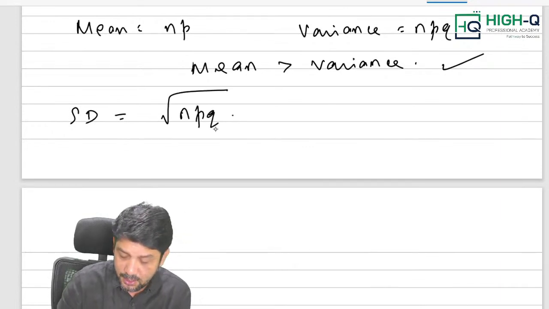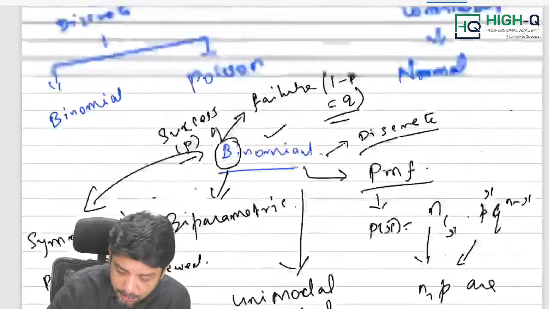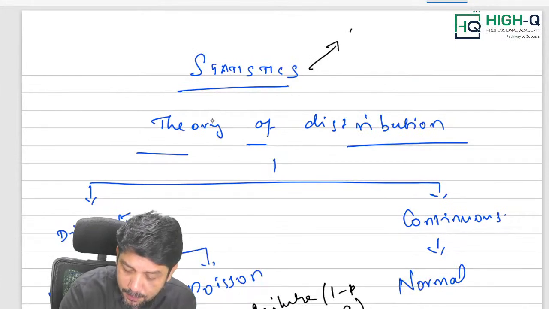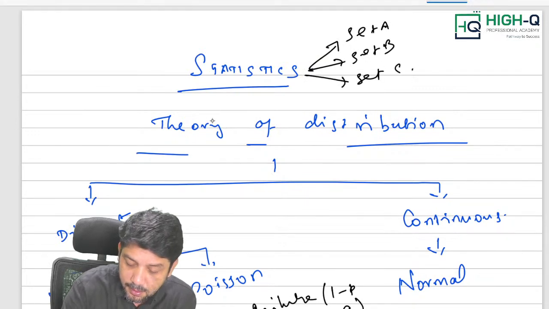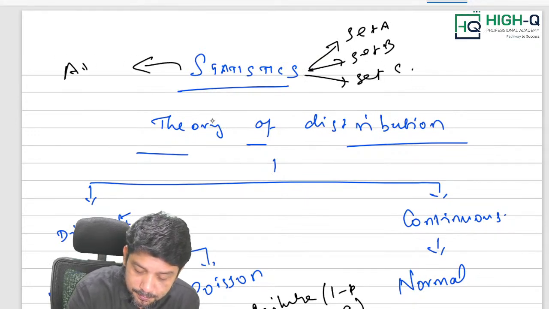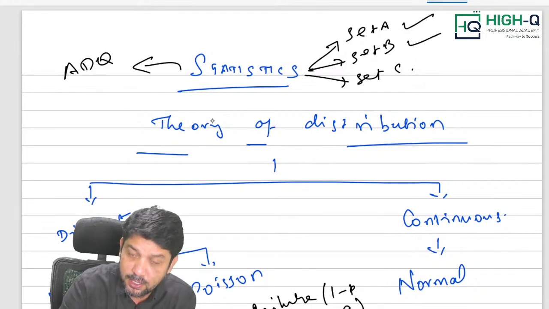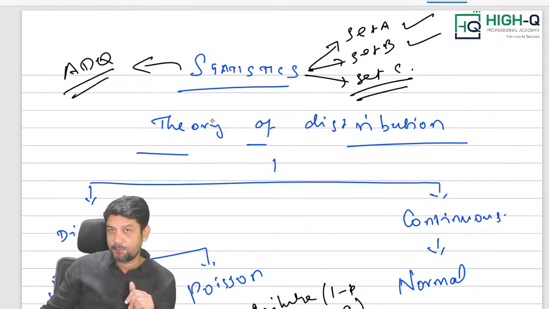Listen here, my dear. When you prepare from the institute material, statistics has four types: set A, set B, set C and additional question bank. Set A is pure theory, set B is conceptual based questions, set C is pure practical questions. Additional question bank is actually theory and conceptual questions mixed.